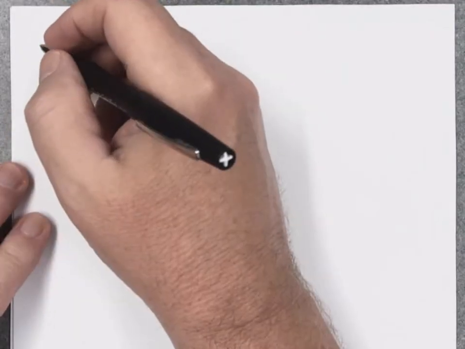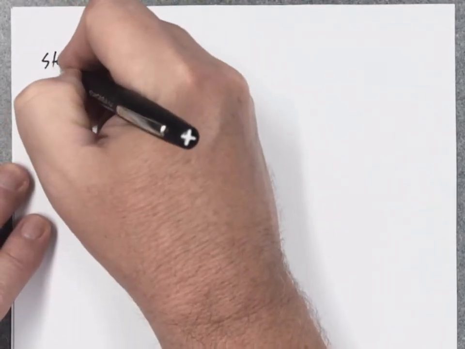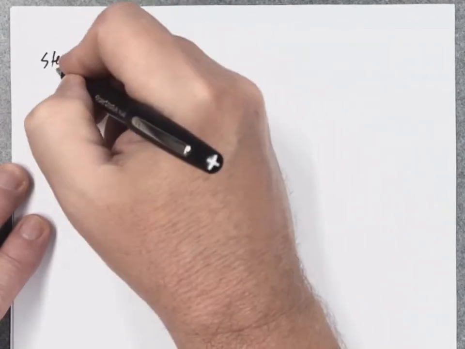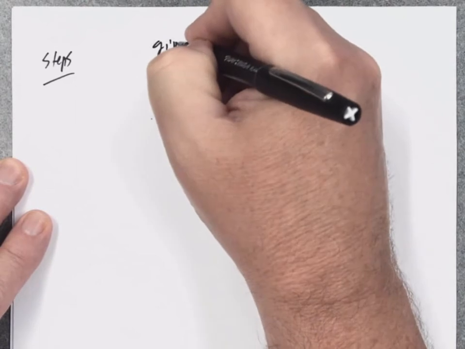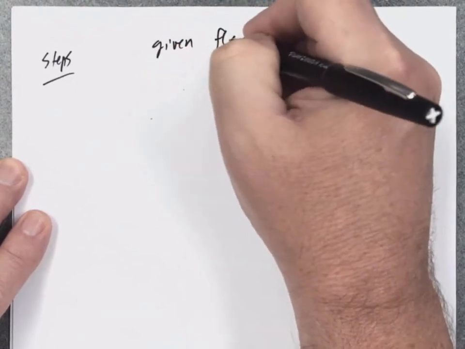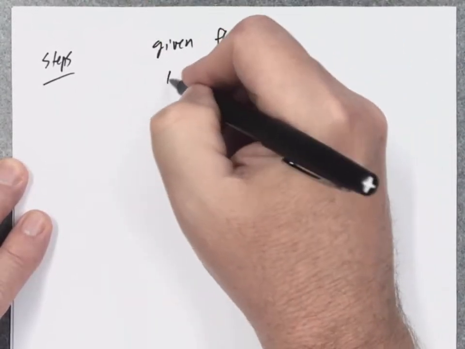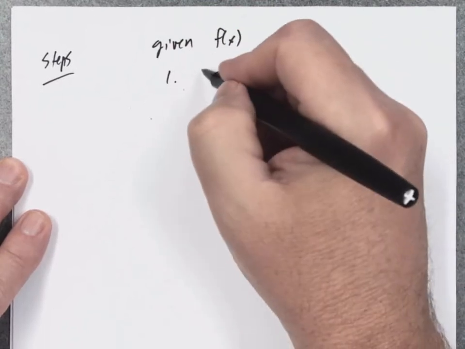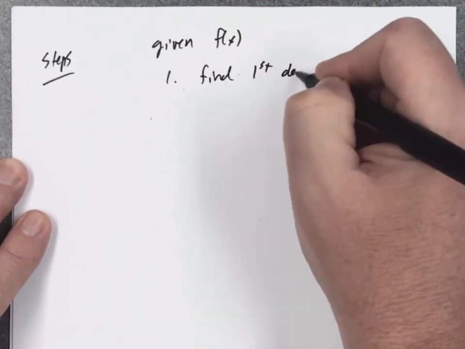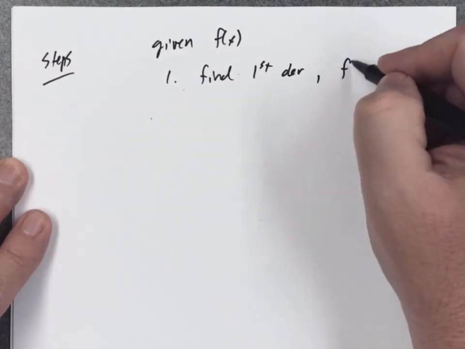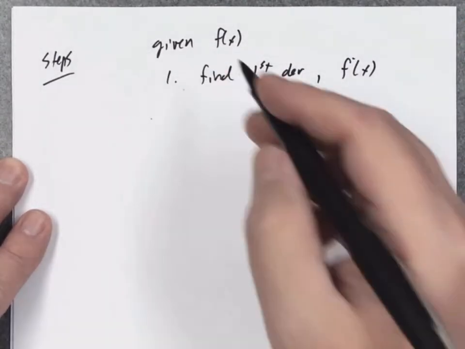So let me just quickly write down the steps we're going to follow to use the second derivative to find the points of inflection and where the function is concave up or down. So we're given a function as an equation. First thing we have to do is determine the first derivative.